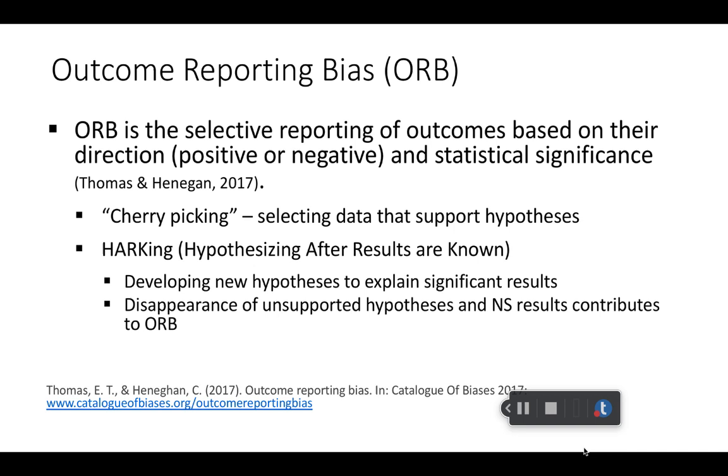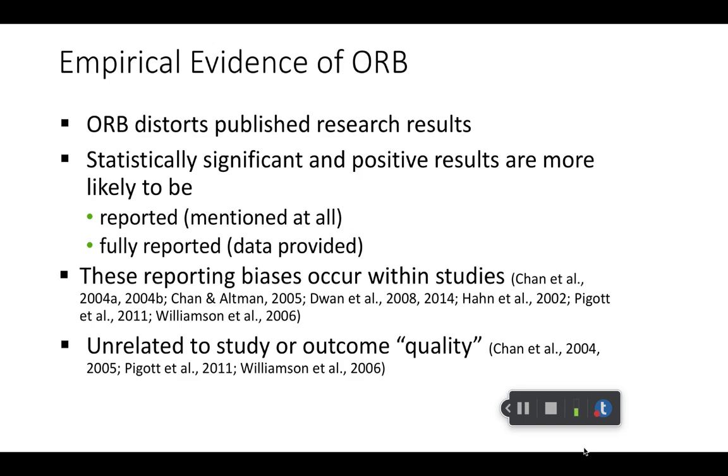So there is empirical evidence of outcome reporting bias showing that this distorts published research results, showing that statistically significant and positive results are more likely to be reported in technical reports. That is, they're more likely to be mentioned at all, and they're more likely to be fully reported. That is, data are provided so that readers can see the full results. Now, these reporting biases occur within studies, and they're unrelated to the study or outcome quality.